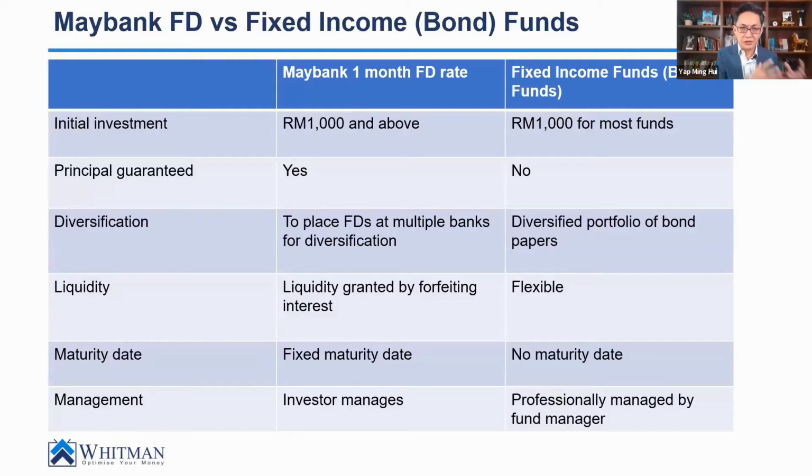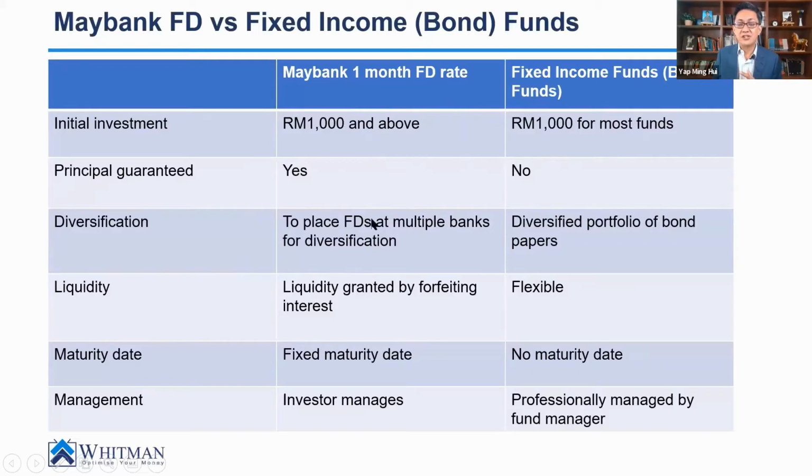For you to take your FD money and invest somewhere which is not too high risk to generate a higher return is to invest into fixed income funds. But in most layman terms, we call it bond fund. So if I were to do a comparison between Maybank FD and fixed income fund, we can see that the initial investment is actually quite low. And of course, for fixed deposit, it is capital guaranteed if there's PIDM involved. But for bond fund, there is no guarantee of the capital.